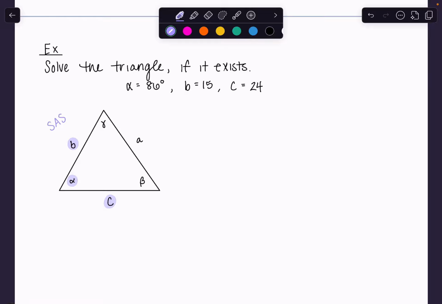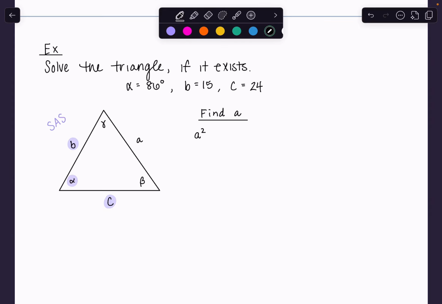And again, I have absolutely no full pair, so I cannot use the law of sines. Since I do know alpha, we can go ahead and use the law of cosines to find the side across from it. So we're going to find side A.